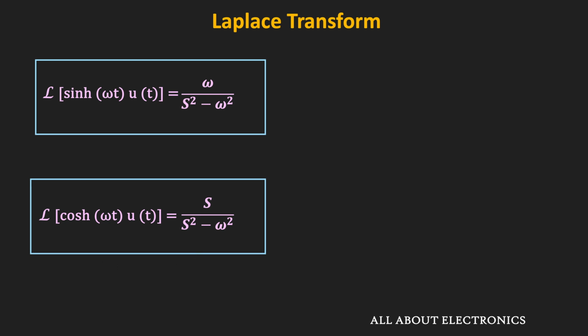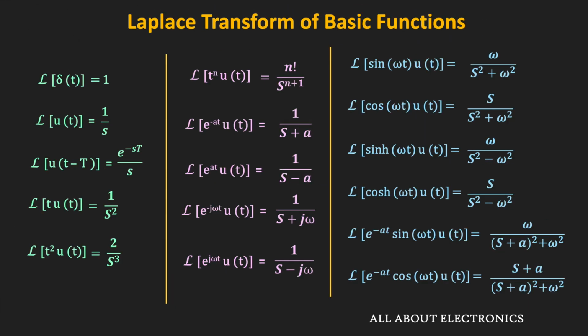And to find that, we can use this expression, that is cos hyperbolic omega t is equal to e to the power omega t plus e to the power minus omega t divided by 2. And using this identity, we can easily find the Laplace transform of this cos hyperbolic function. So in this way, we have seen the Laplace transform of the various functions.